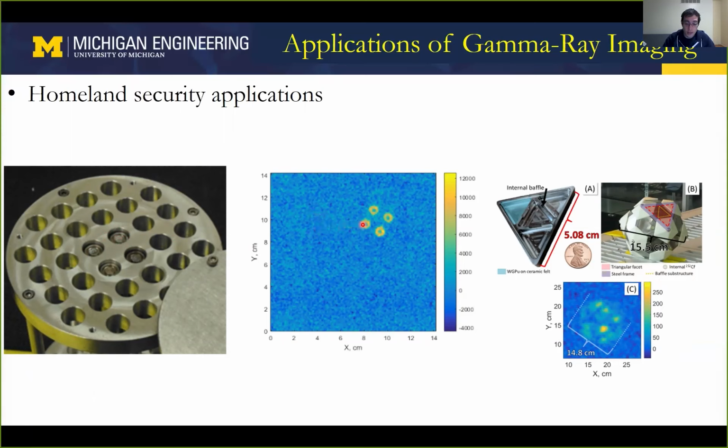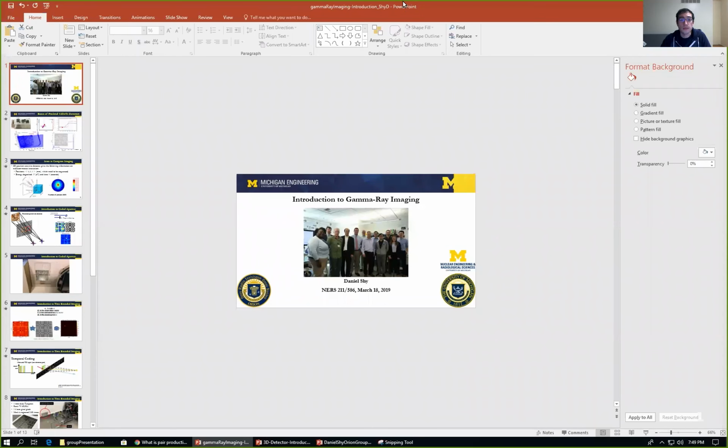That's why you see a dip in intensity in the middle and then a large hotspot at the edges. This is also a plutonium ball that we try to image, and you can see that we can try and construct the distribution of the gamma rays around the source. And that concludes the gamma ray imaging portion of this lecture series.